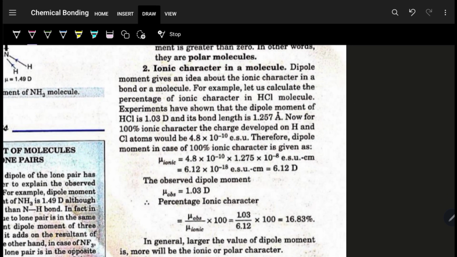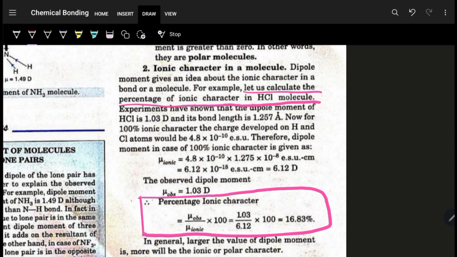Ionic character in a covalent molecule, how much of the ionic character does it have? It's called percent ionic character. Now this percent ionic character is mu observed by mu ionic into 100. Okay, so let us calculate the percentage of ionic character in HCl molecules. Experimentally, it has been seen that the dipole moment of HCl is 1.03 Debye, and the bond length is this much angstrom. Now for 100% ionic character, the charge developed on H and Cl atoms will be this ESU centimeter.